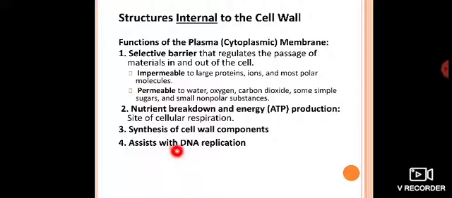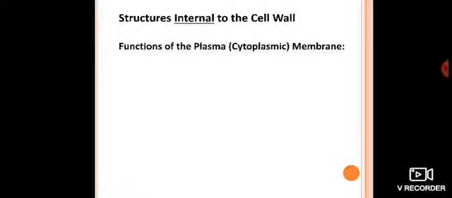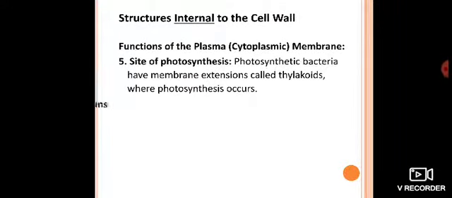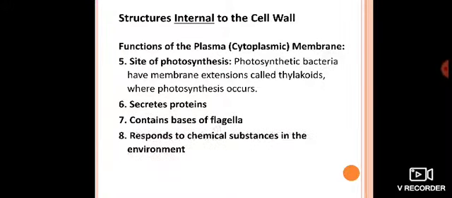Then it assists with your DNA replication. In the next discussion we can observe how the replication of DNA is carried out. So that function is also carried out by your plasma membrane. Then the next function, the fifth one, is the site of your photosynthesis.